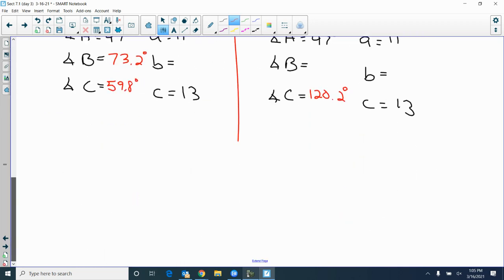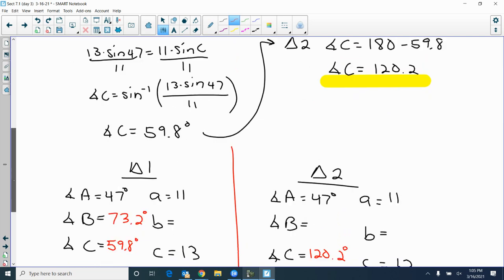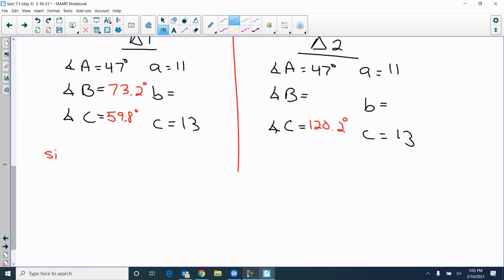So I'm going to set this up as sine of 73.2 over B equals sine of 47 over 11. And then cross multiply. This time you don't have to do the inverse because you're not looking for an angle. We'll use the inverse sine when we are. Ty Walker, let me know what you get there for B. 14.4. We got agreement? 14.4.